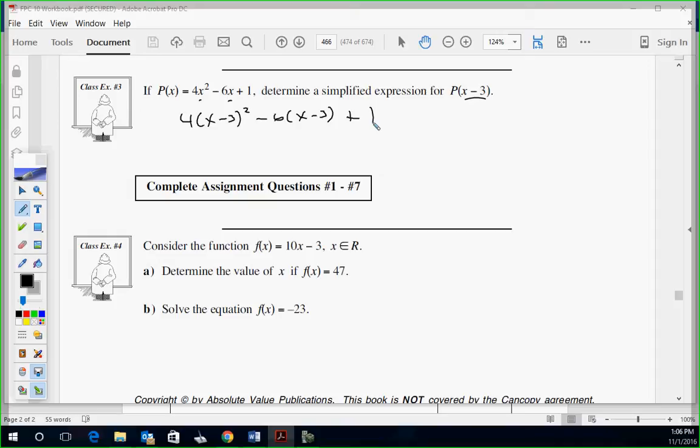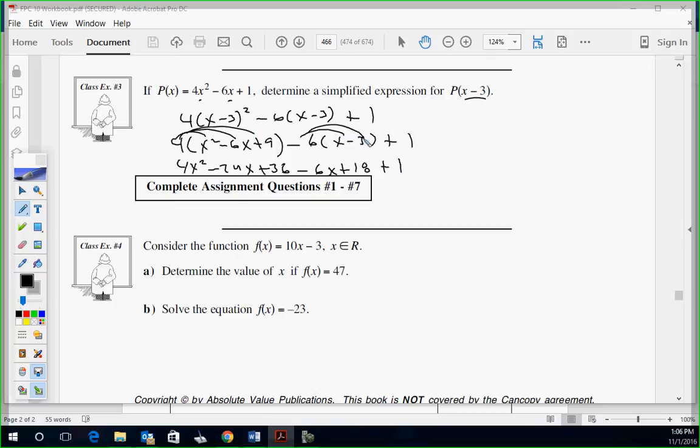Okay, x minus 3 FOILed out, just because we're trying to go a little bit quicker here, is 4 times x squared minus 6x plus 9. I'll distribute the 4 in a second. Distribute the 4, distribute the negative 6. Gives me 4x squared minus 24x plus 36 minus 6x plus 18 plus 1. So all I do is I distributed. Now combine like terms. There's no other x squared, so I keep the 4x squared. Negative 24 and negative 6 is a negative 30. 36 plus 18 is 54, plus 1 is 55.